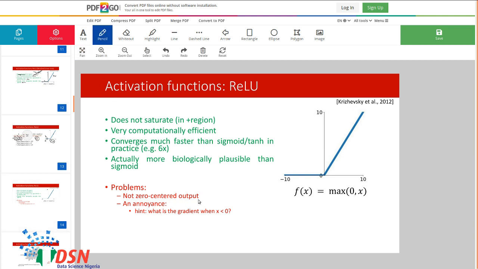And also, it is not zero-centered. As you could see here, we have 0 in here. So it is not a zero-centered activation function, so we could have the zigzag problem again with ReLU. Just note that ReLU is still far better than sigmoid and tangent hyperbolic, but it still has some problem.